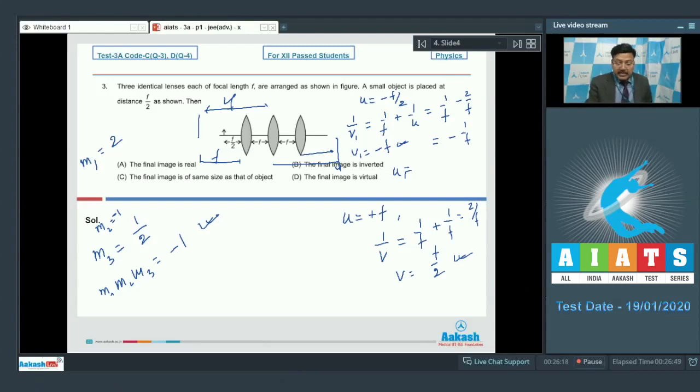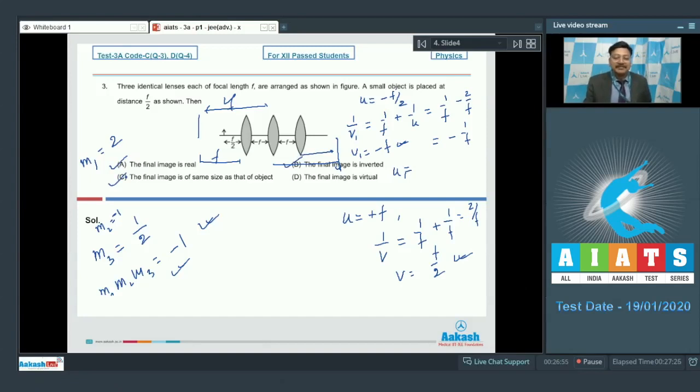Clearly there will be actual intersection of rays at distance f by 2 from the lens on the extreme right, and the final image will also be inverted with respect to the object. The final image will have the same size as that of the object because the total magnification M1 into M2 into M3 is turning out to be minus 1, and option D will be incorrect. So that means for question 3, options A, B and C are the correct options.